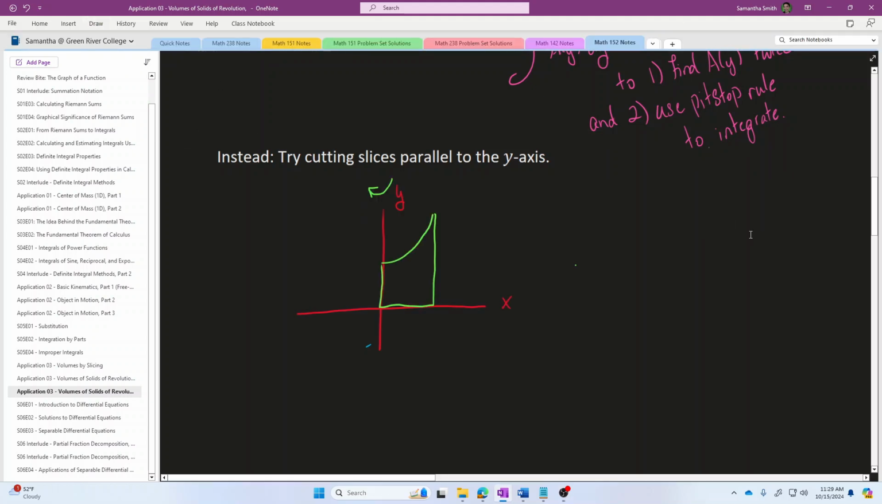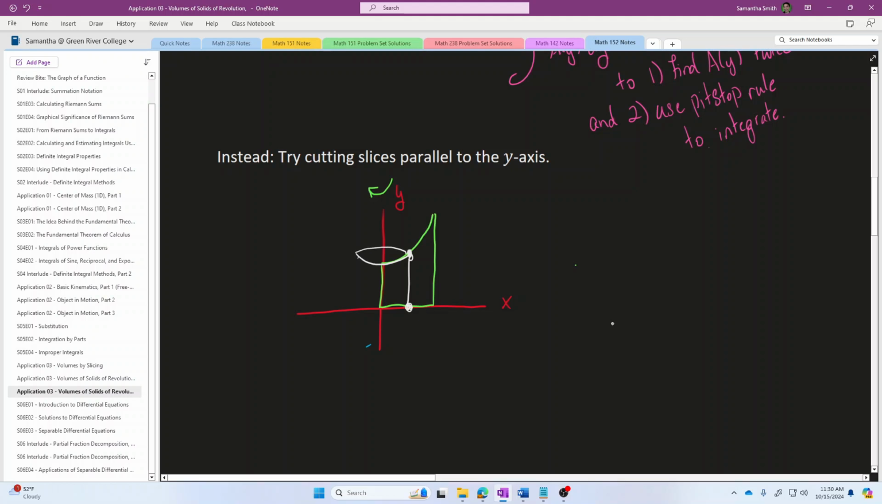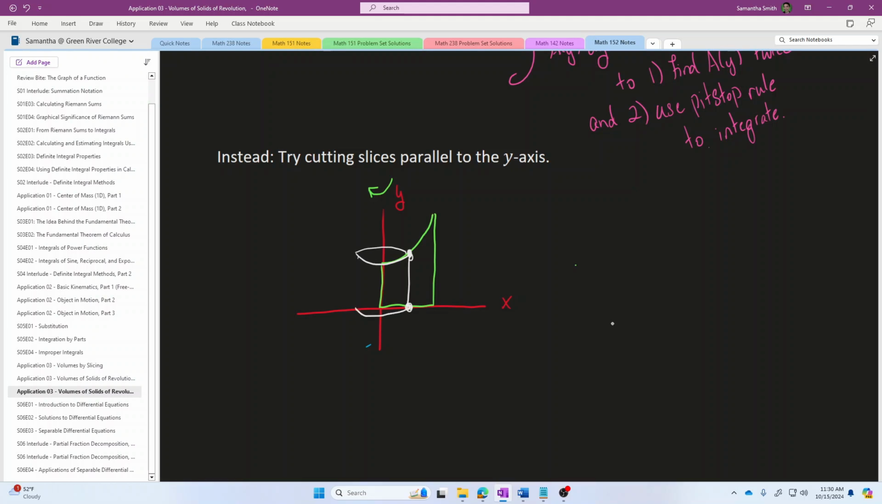Just to show you pictorially what I mean, here I have recreated the region in question, which is being spun around the y-axis. And this time I'm going to make cuts that are parallel to the axis around which I'm spinning. I'm spinning around the vertical axis, so I'm going to try and cut vertically into the region. And then I'm going to think about what kind of shape is formed when that particular slice is spun around the region.